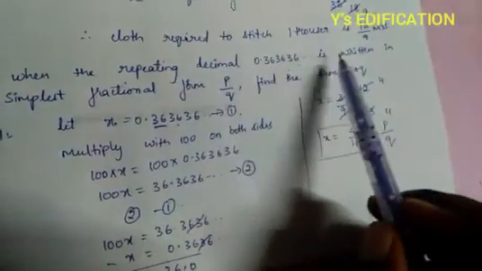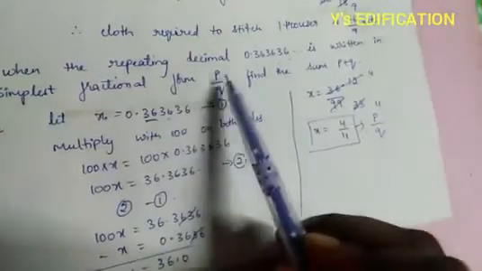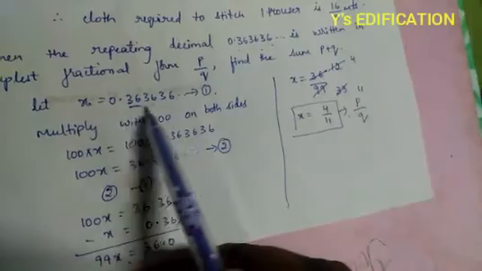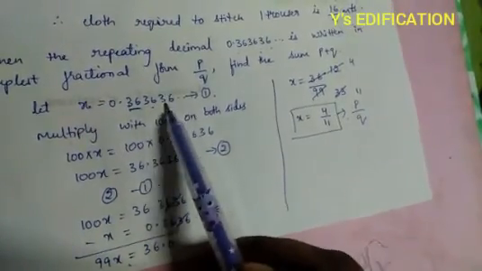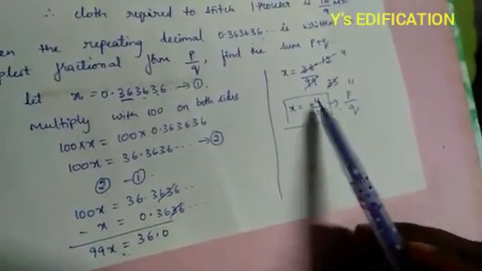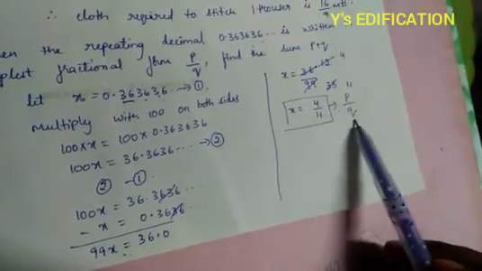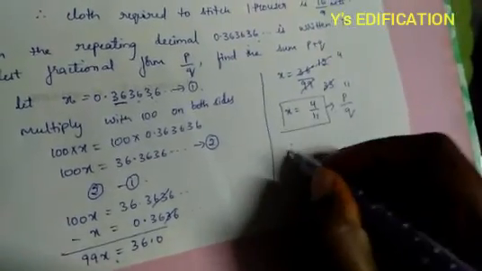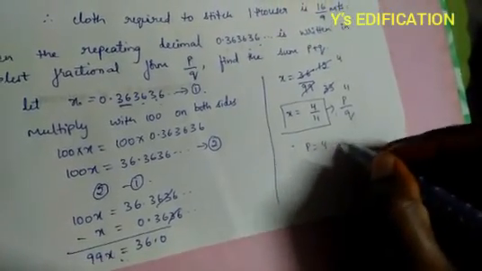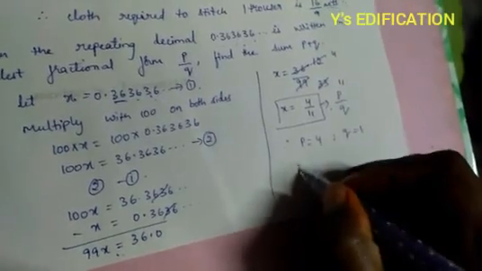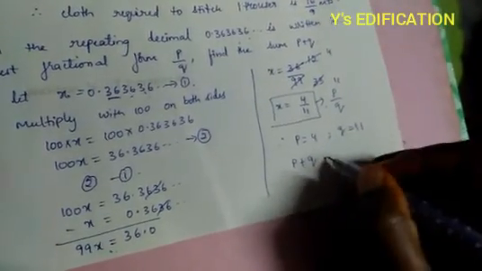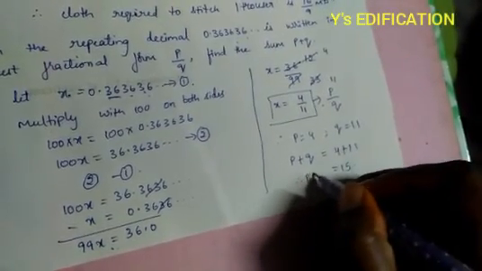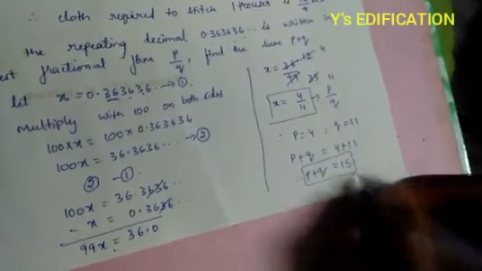When the repeating decimal number is written in the simplest fractional form P by Q, find the sum P plus Q. So this repeating decimal 0.36 in rational form is 4 by 11. So P is 4 and Q is 11. They asked us to find the sum of P plus Q. So P plus Q is equal to 4 plus 11, which is equal to 15. Therefore, the sum of P plus Q is 15.